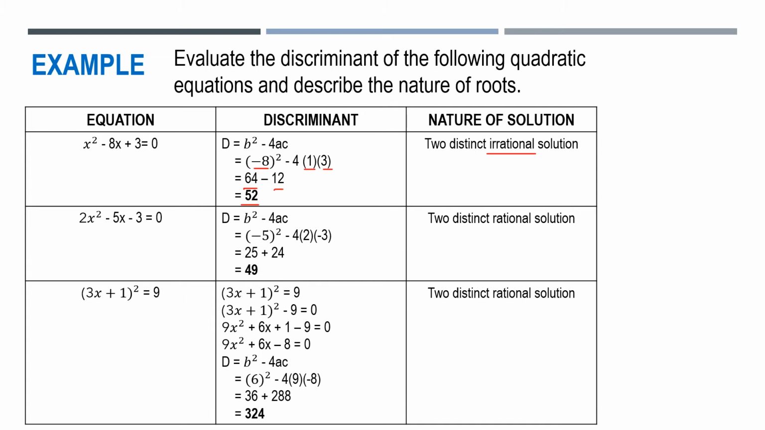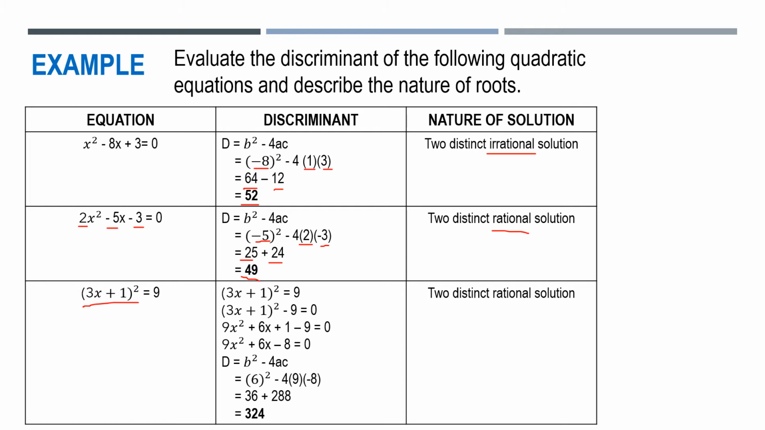So, yung b natin ay negative 5, ang a natin ay 2, at ang c natin ay negative 3. So, negative 5 squared ay 25, and then negative 4 times 2 ay negative 8, negative 8 times negative 3, kaya positive 24. And 25 plus 24 ay 49. So, positive siya. And 49 is a perfect square. Kaya yan ay rational. Kaya, two distinct rational solution.